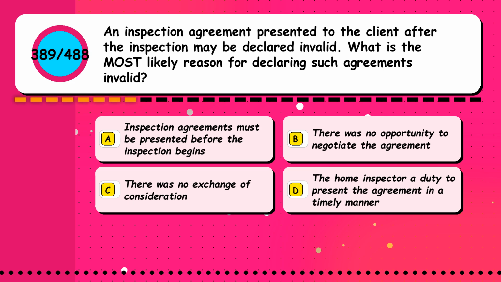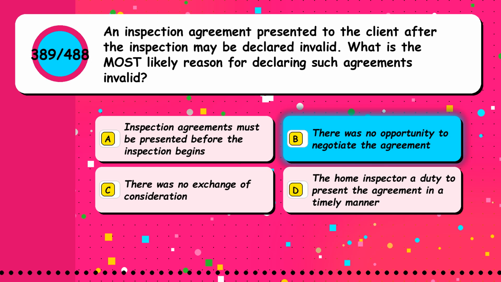Question 389. An inspection agreement presented to the client after the inspection may be declared invalid. What is the most likely reason for declaring such agreements invalid? Option A, inspection agreements must be presented before the inspection begins. Option B, there was no opportunity to negotiate the agreement. Option C, there was no exchange of consideration. Option D, the home inspector has a duty to present the agreement in a timely manner.